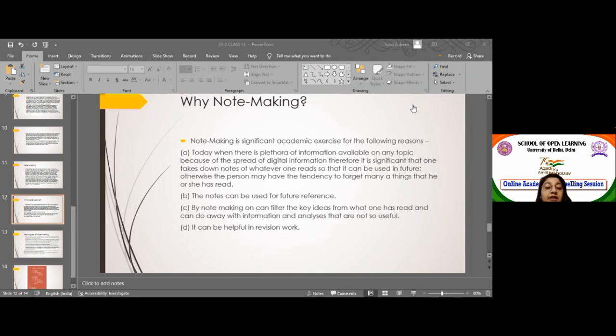Then it can help in revision work, right? For example, we just looked at the pre-writing stage, the writing stage, and the rewriting stage. A lot of times it happens that when we have written down a term paper or an assignment, we may have forgotten something. We may have forgotten to add an important point that we thought was necessary, right?